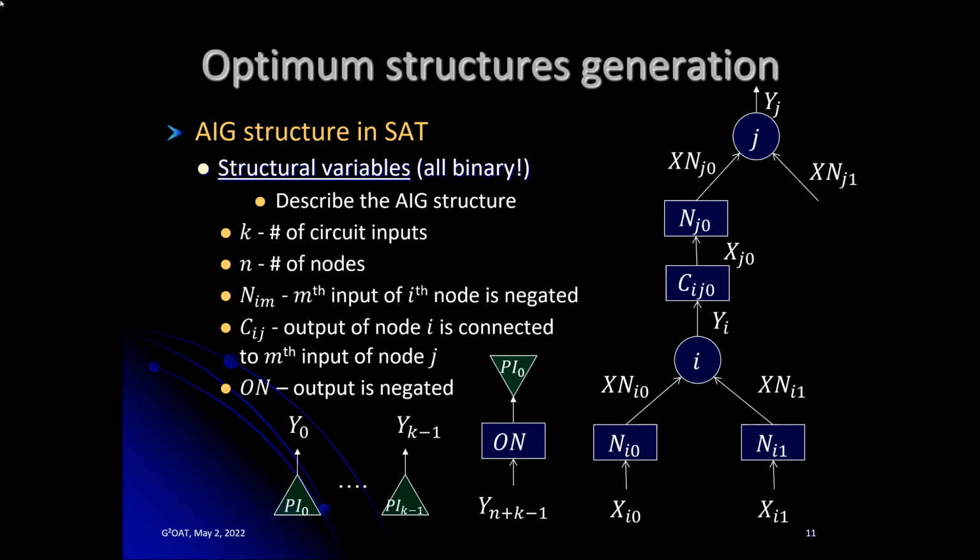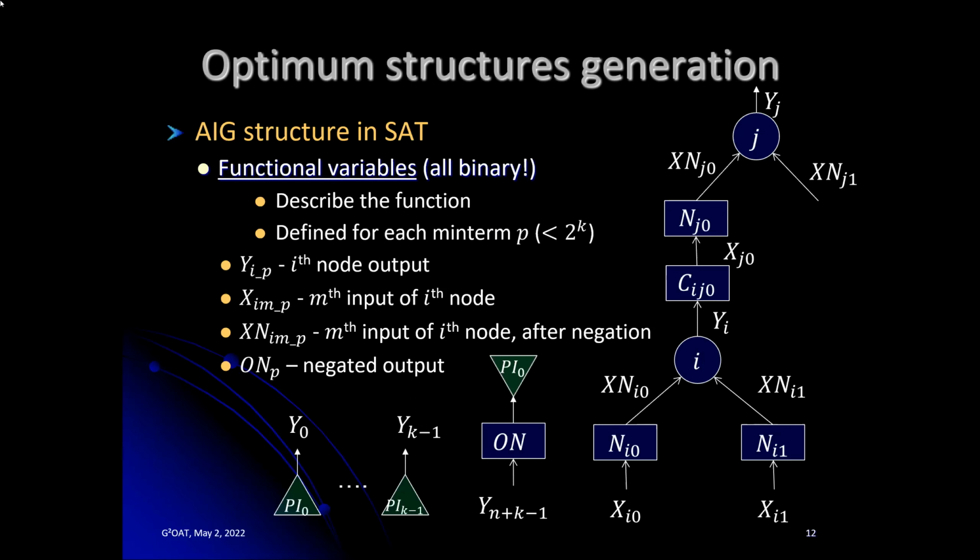Okay. And at the end, we may say that the very output of the AIG is, and of course we have a multi-output AIG, so for all outputs we can. In this case, there is only one. So that's it. So these are basically the variables needed for the description of the structure.